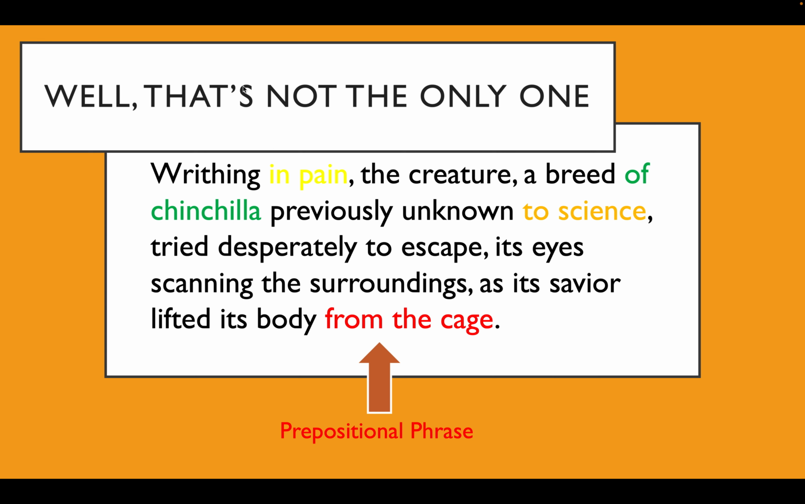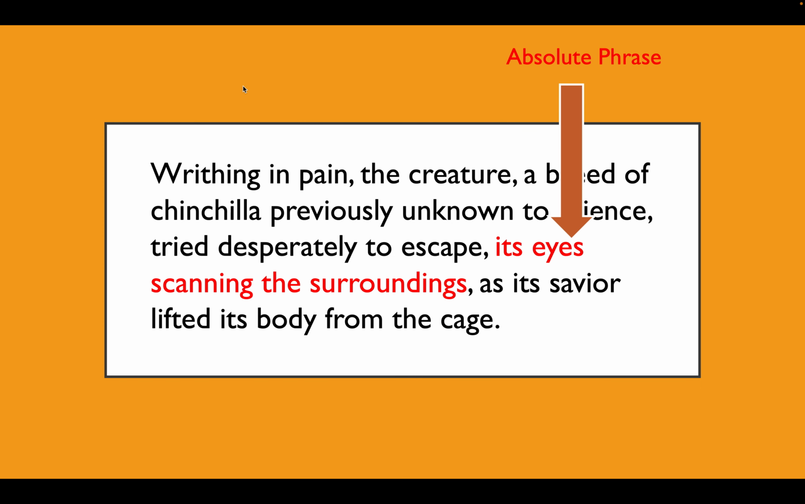Boom, boom, boom. So those are prepositional phrases. So we've identified most of the phrases in this sentence. Now there's one weird one left though, and that is what's called an absolute phrase. And it's weird because it's almost a clause. Look at it. Its eyes scanning the surroundings. In this phrase, I have a subject, eyes, and I have a verb form, scanning. But they're not properly coordinated to stand as a clause, and that's why it's an absolute phrase, not a clause.